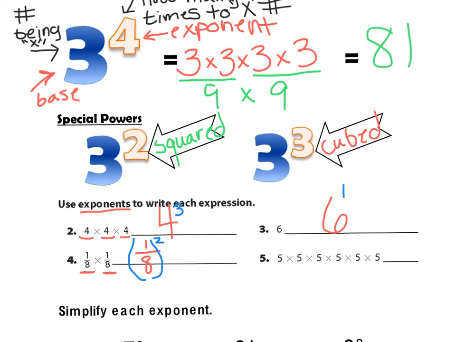Here the number that we see is 5, so we want to be sure the number that we see is our big number, right? And then let's count how many times it's being multiplied. 1, 2, 3, 4, 5, 6. So I need to put an exponent of 6 since 5 is being multiplied out 6 times.